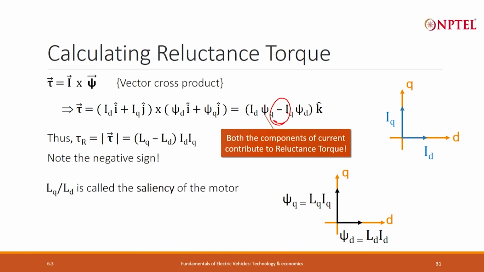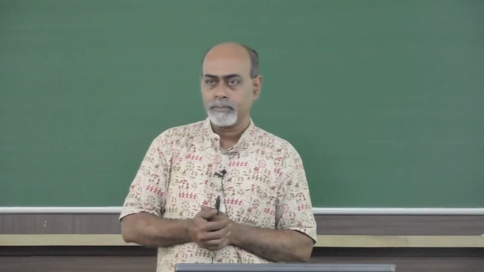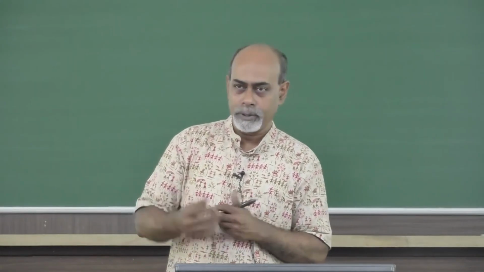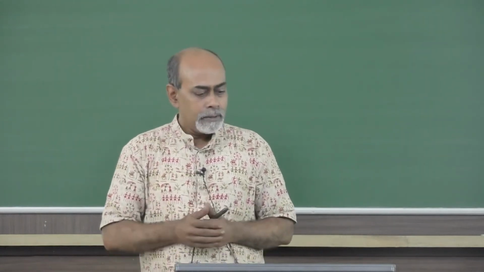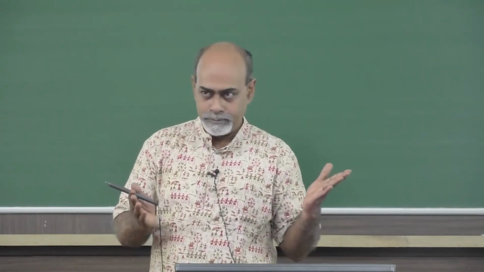So, this ratio between LD and LQ is called the saliency. It is just a term which you can remember, you can also afford to forget it. LD by LQ is called the saliency, and in an SPM motor, because LD and LQ are equal, what is the saliency? Saliency is 1. In an IPM motor, will it be greater than 1 or less than 1? LQ by LD will be greater than 1. So, that is why in an SPM motor you get no reluctance torque.